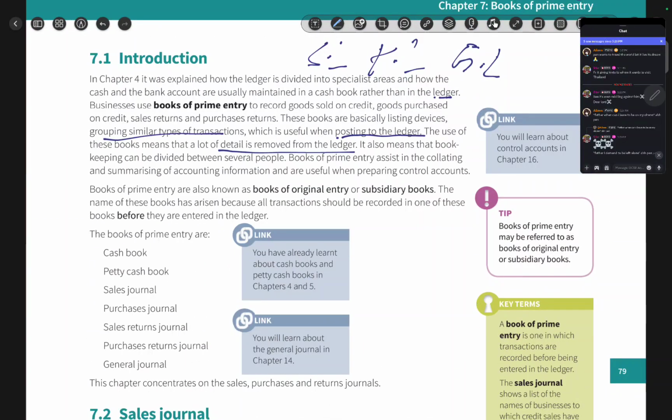Anyway, the bookkeeping can be divided between several people. Since there's seven ledger journals, since there's 7 books of prime entry, you can divide it. You can be like, you take care of the sales and sales return, you take care of purchase return, you take care of the cash books, you take care of the journal.